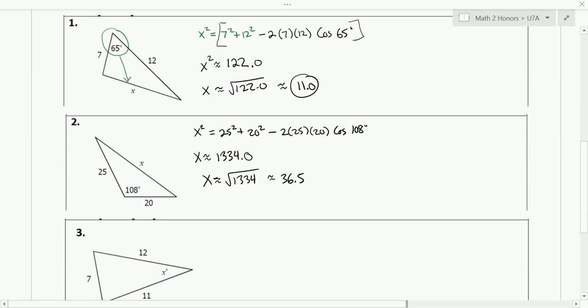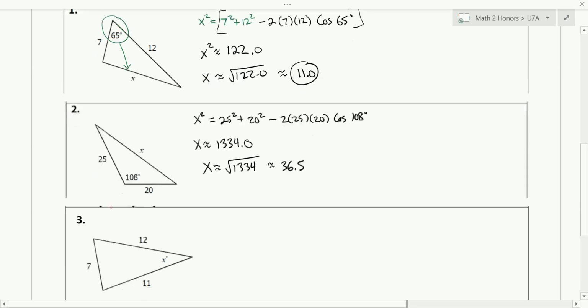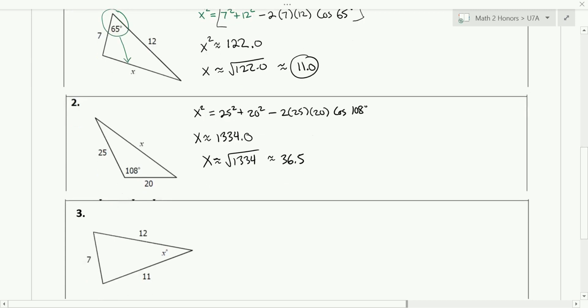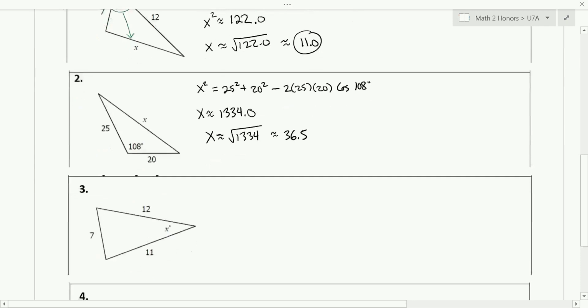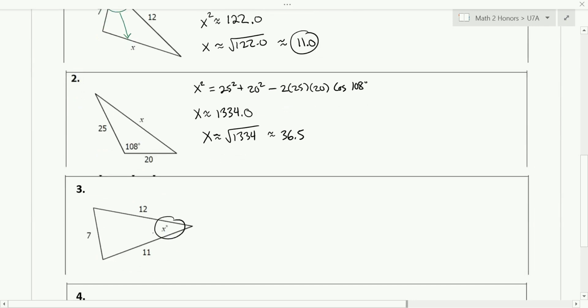Number 3 is a real troublemaker for most people. It's still the law of cosines, but here we're not solving for a side length. We're going to solve for an angle, and you need to be very careful here. So here's the angle that we're interested in, and so we're going to start with 7. So 7 squared is equal to 12 squared plus 11 squared, minus 2 times 12 times 11 cosine of x.